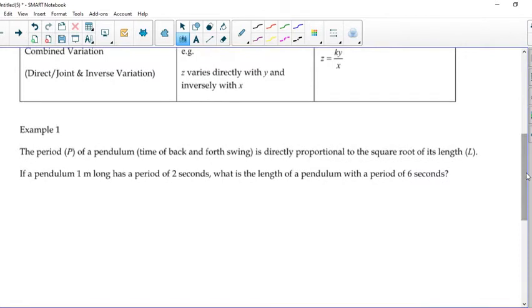Some of you are saying, Mr. Schaefer, constant starts with a C. I'm aware, but I'm also aware that math wasn't invented in English, so anything is possible.